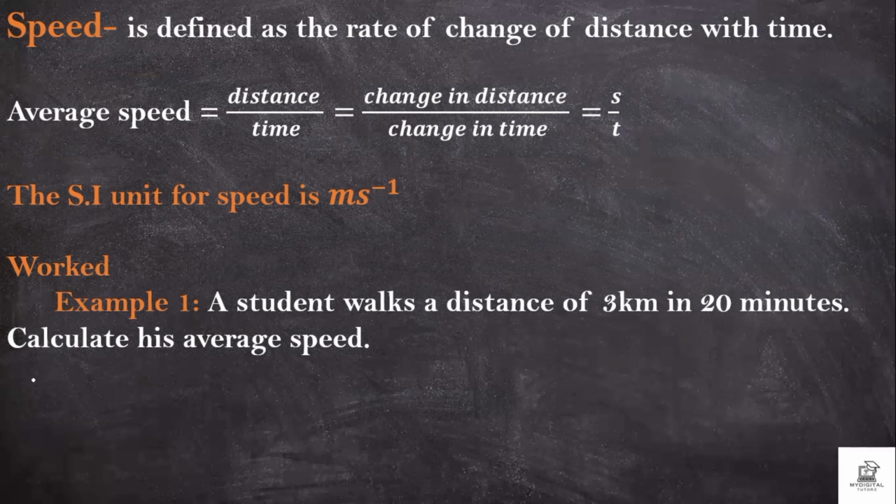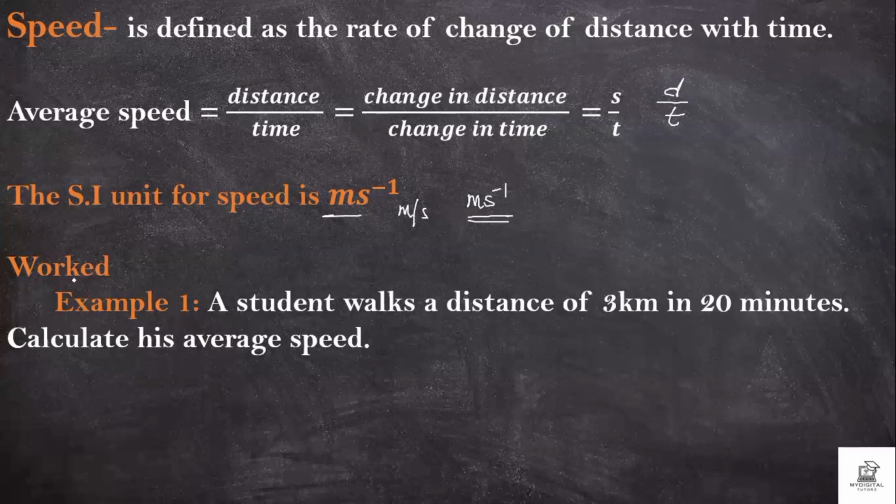Speed is defined as the rate of change of distance with time, and it is given as distance all over time. Some textbooks use D to represent distance, so D over time instead of S. It is used interchangeably, either S or D for distance. So average speed is equal to total distance all over total time. Are we clear? The SI unit of speed is meter per second. I hope this is taken.